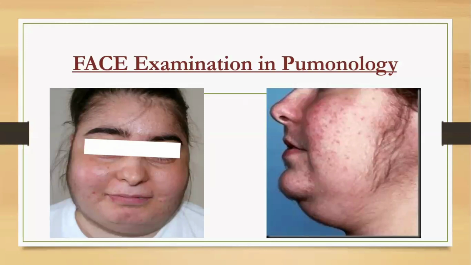Similarly, if it is a patient of SLE, again you can look for malar rash, or if he or she is a patient of psoriasis, again you can look for some findings, or he might be a case of dermatomyositis, you can look for heliotrope rash. Similarly, you can look when you are looking in the eyes of a patient.